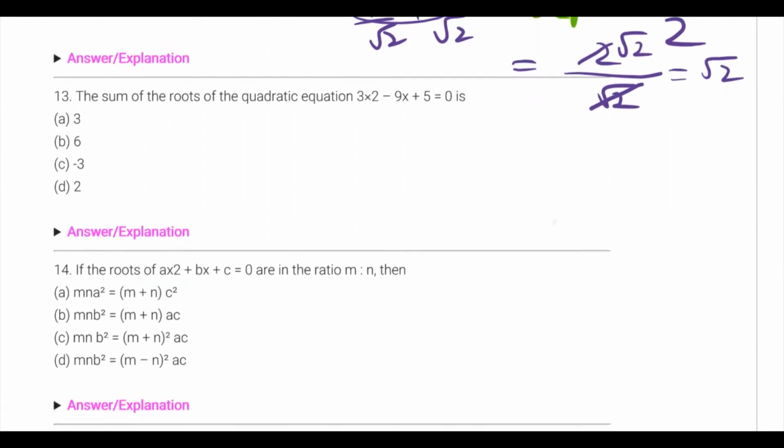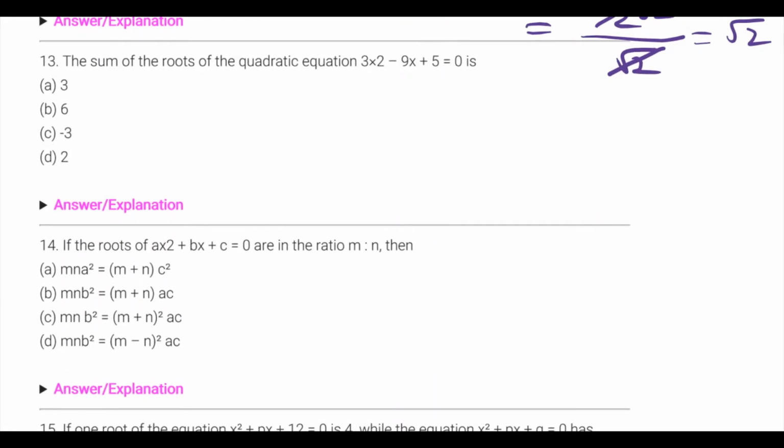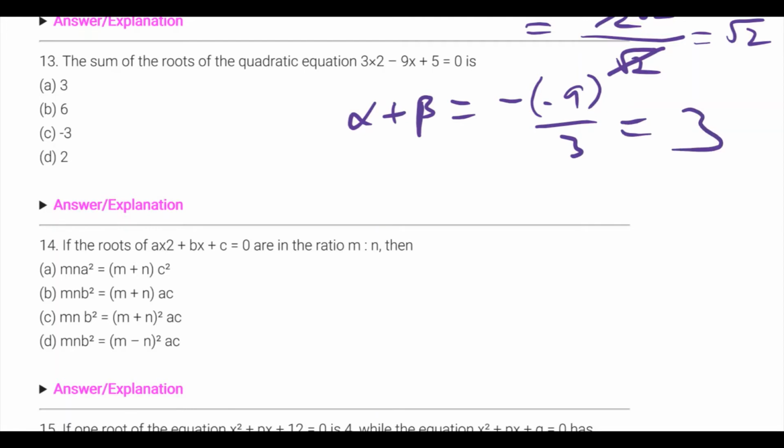Next question is 13. The sum of the roots of the quadratic equation 3x square minus 9x plus 5 is. So the sum of the roots equals minus b by a, which is minus of minus 9 by 3, which equals 3. Option A.